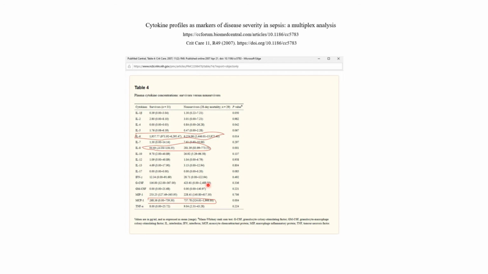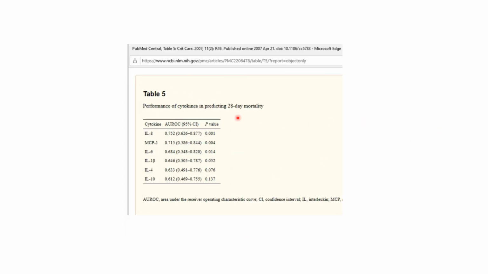It's a bit difficult to look at this data, but it's better shown on the next one. They're looking at, in patients with injury and so on, whether the level of a cytokine can predict 28-day mortality. IL-8 comes out on top. High IL-8 was leading to more mortality. MCP1 and IL-6 are close by.